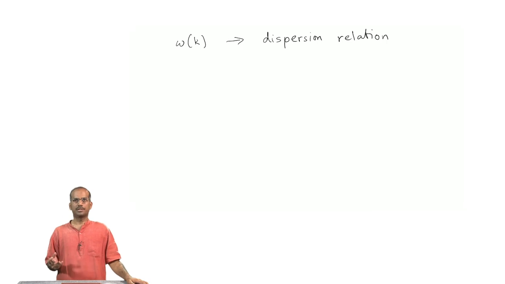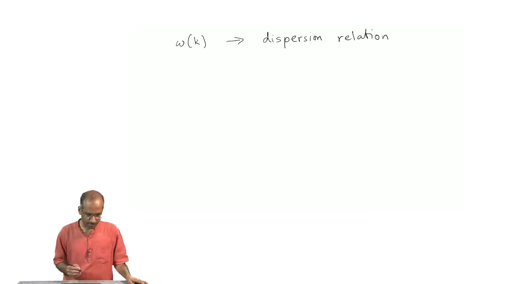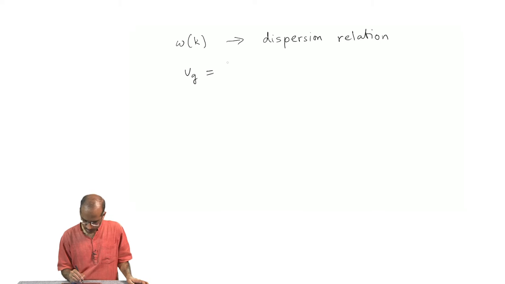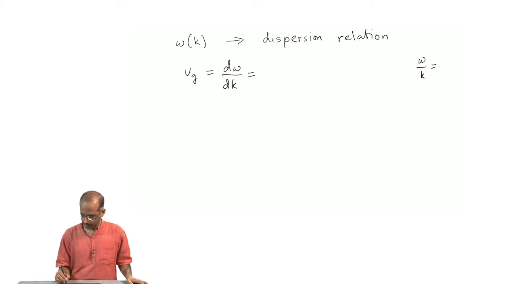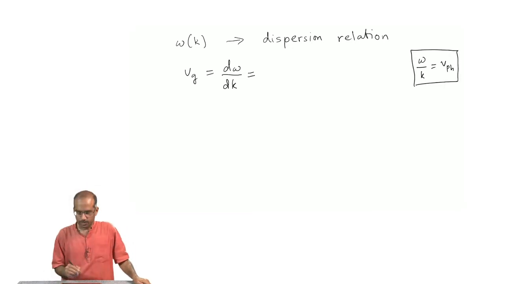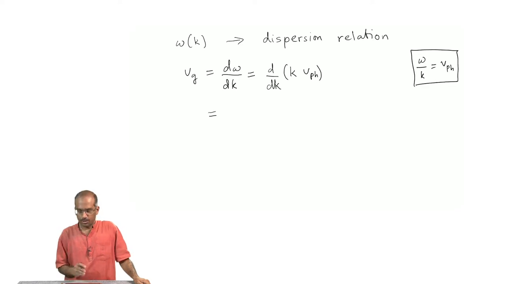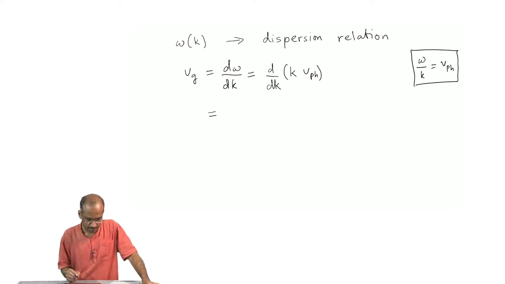So, given a dispersion relation, we can write an expression for group velocity. Let us start with Vg, which is group velocity, which is d omega by dk. Now, notice that omega by k is equal to phase velocity. Let me call it Vph. So, I am going to substitute for omega from here, in which case I will have d by dk of k into Vph. Now, let us do this differentiation.